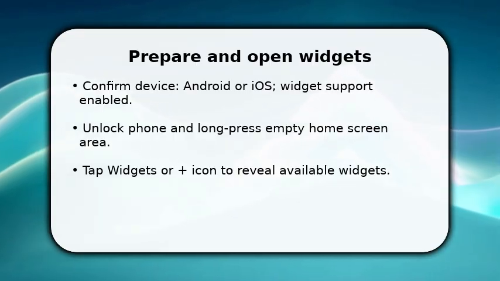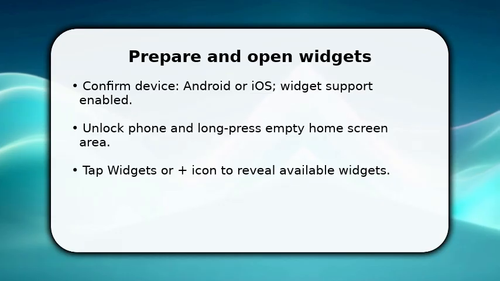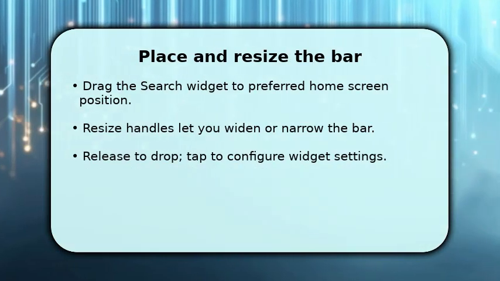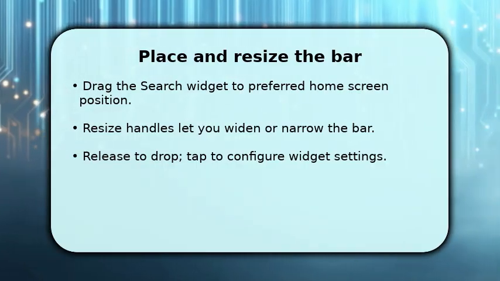Look for Google, Search, or Google App widgets in the list. These are the components that return the search bar. Now select the one labeled Search or Google search bar to drag the chosen Google search widget onto the home screen where you want quick access. You'll feel it snap into place.